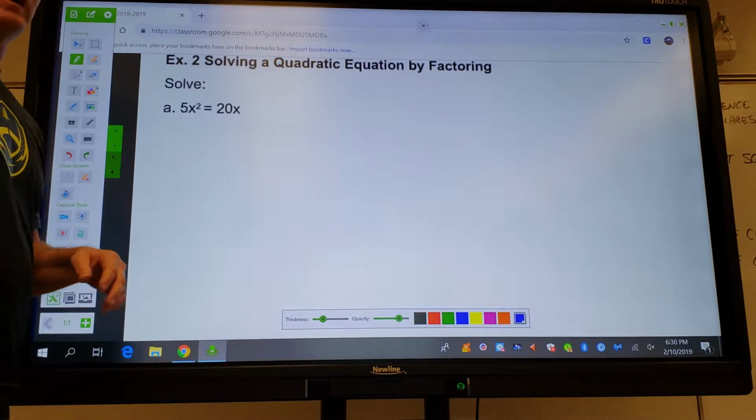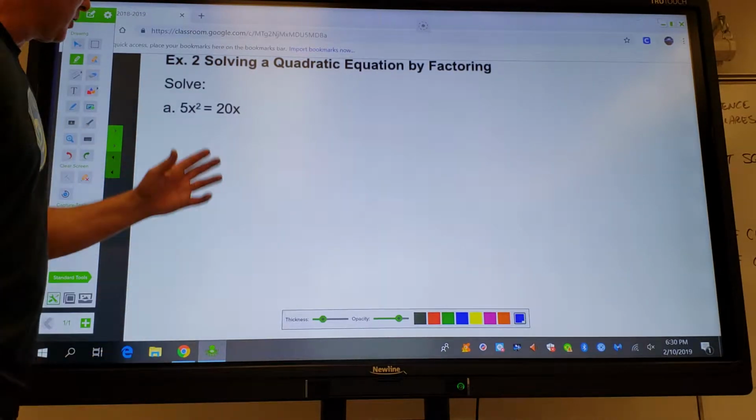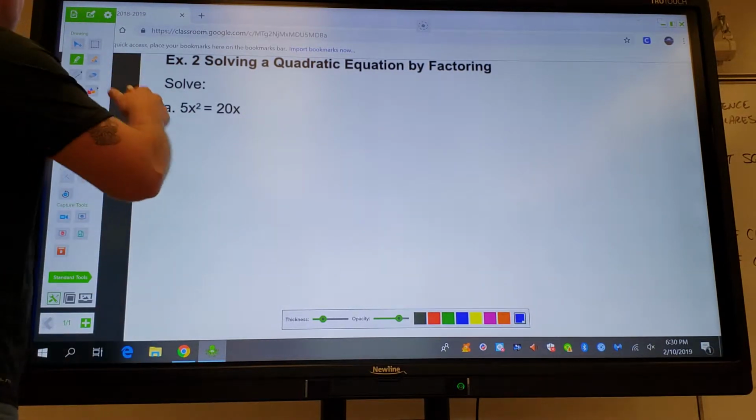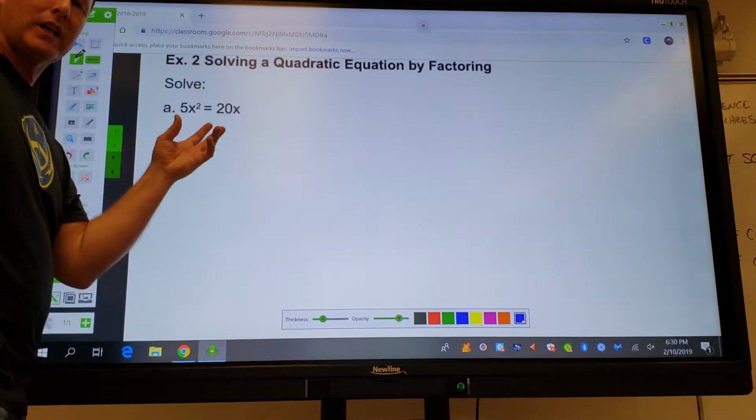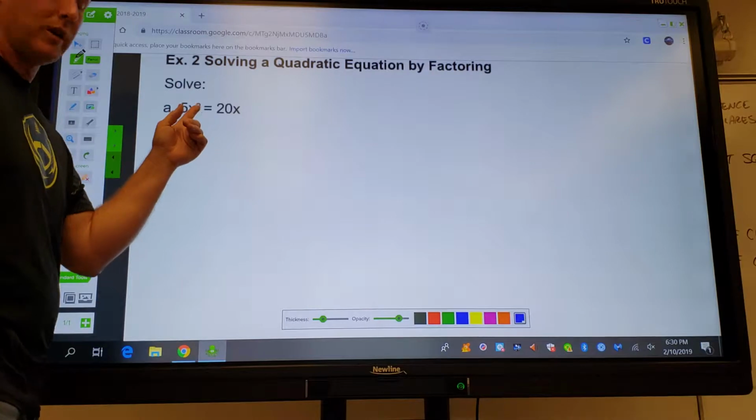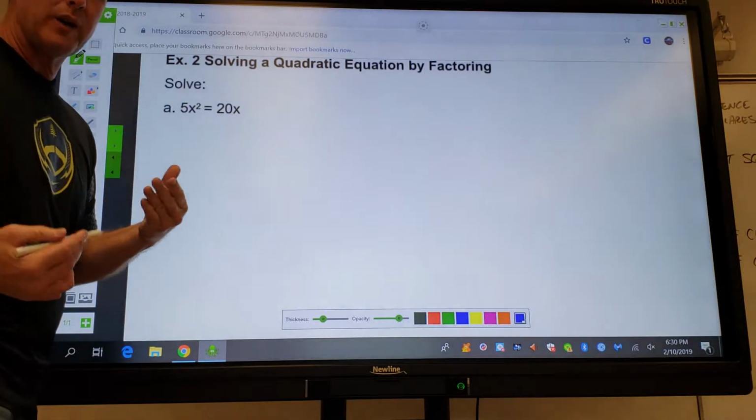Example 2A. I've blocked out B and C, but you can follow along in the notes. They're detailed and attached separately. Here's our goal. We've got a quadratic equation, something with an x squared. My goal is to solve or find out what x equals.